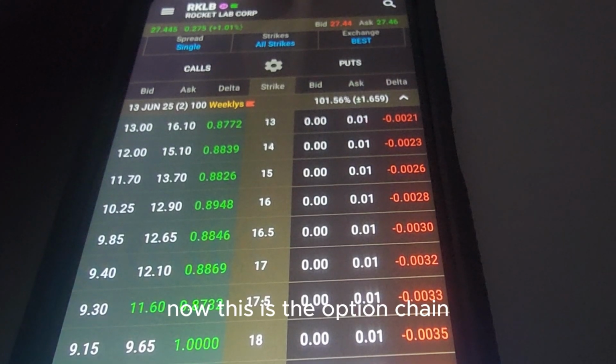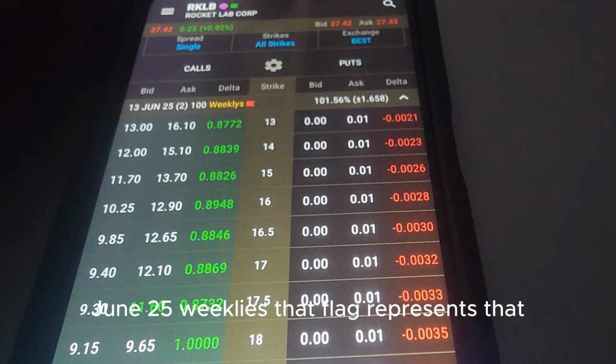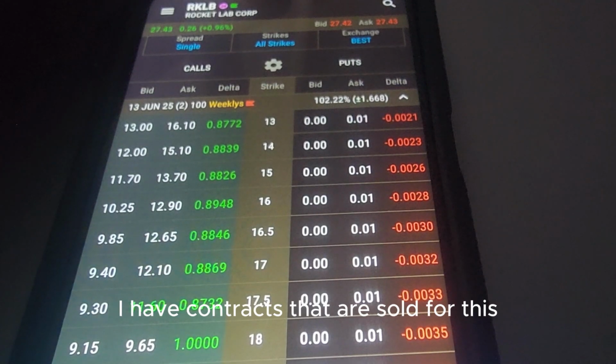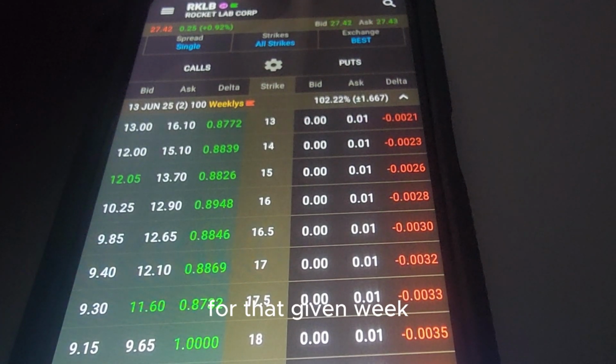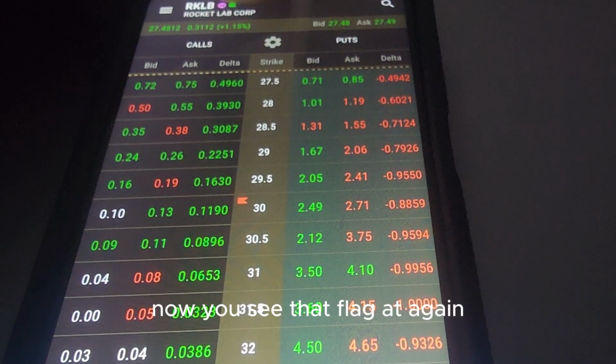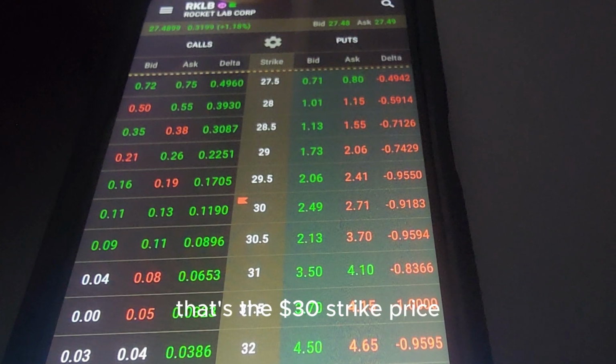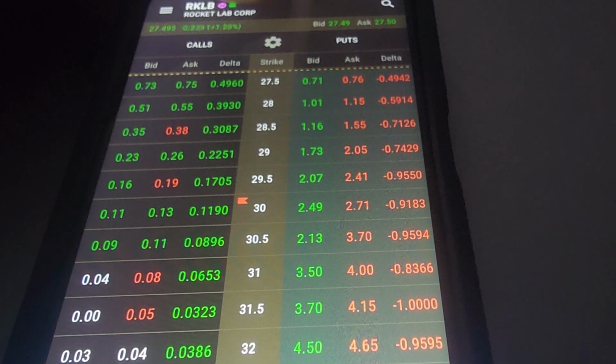Now, this is the option chain, and that red flag that you see next to where it says 13 June 25 weeklies, that flag represents that I have contracts that are sold for that given week. Now, when you see that flag, that's the strike price that I sold the contracts for. That's the $30 strike price.